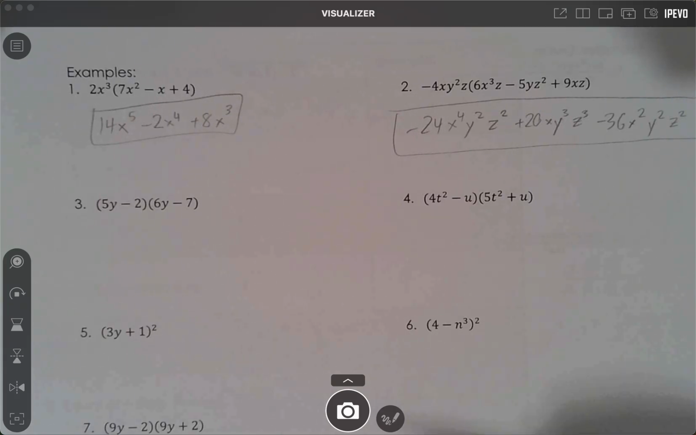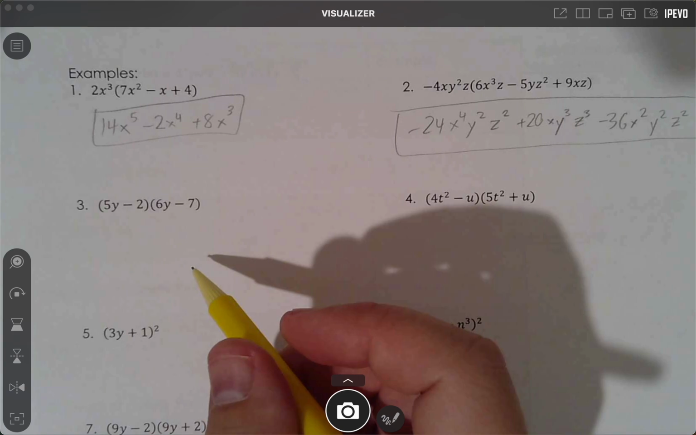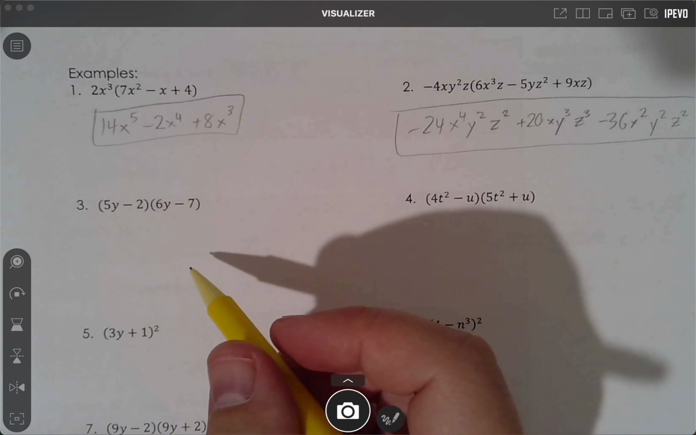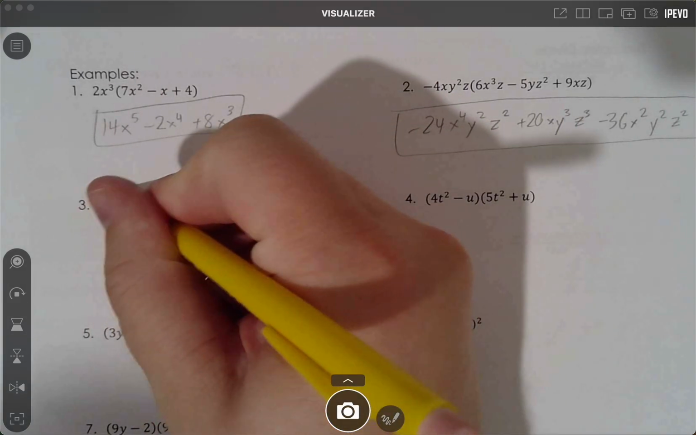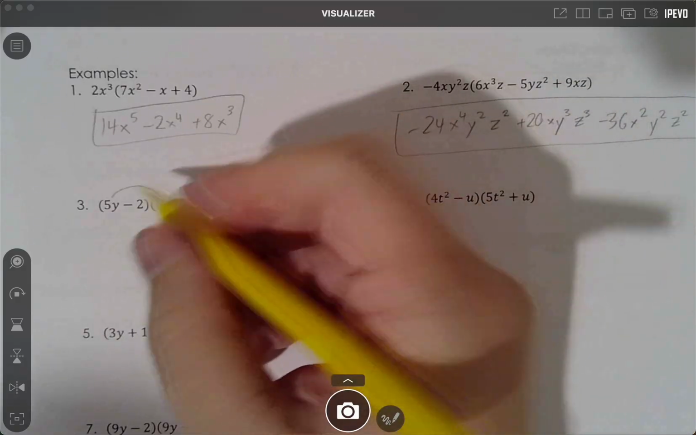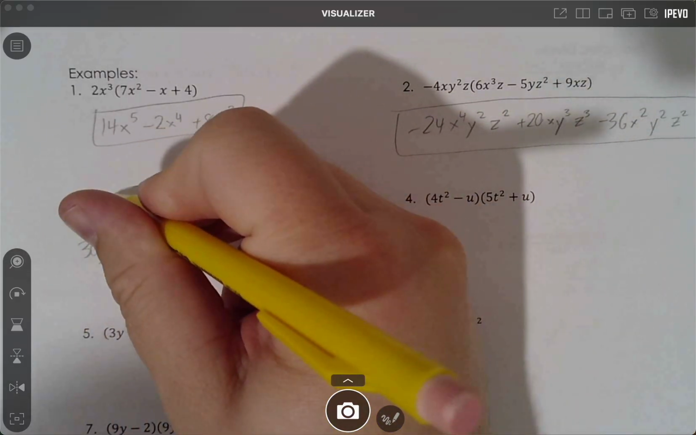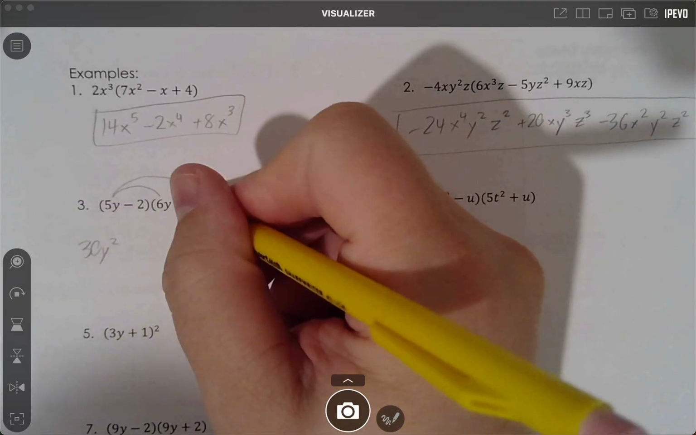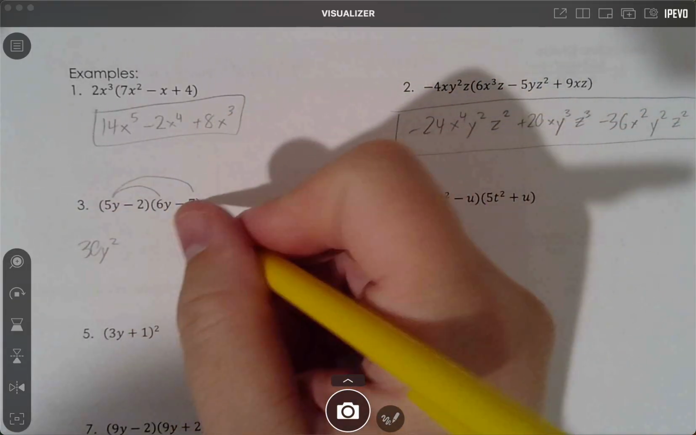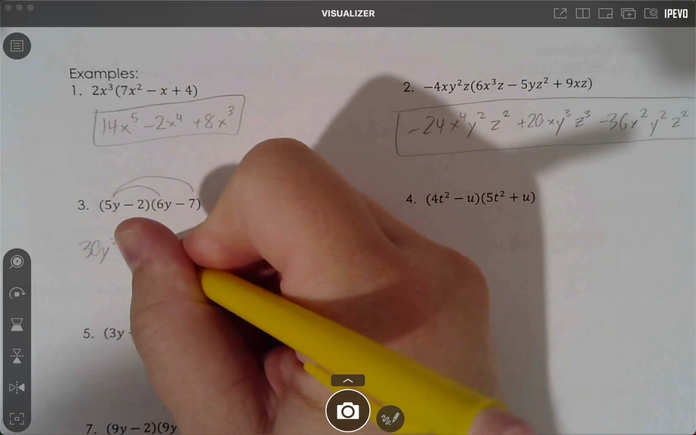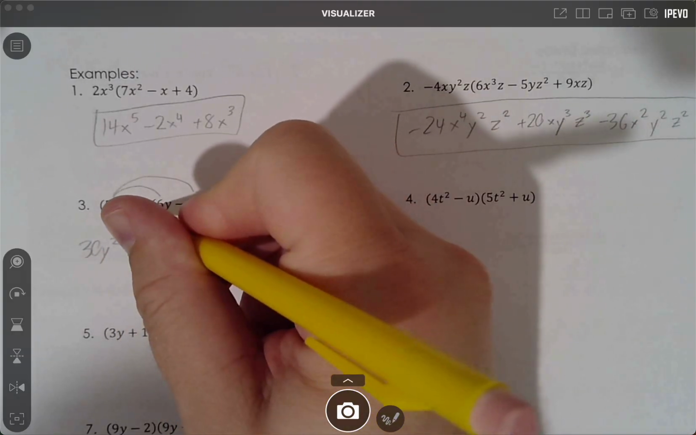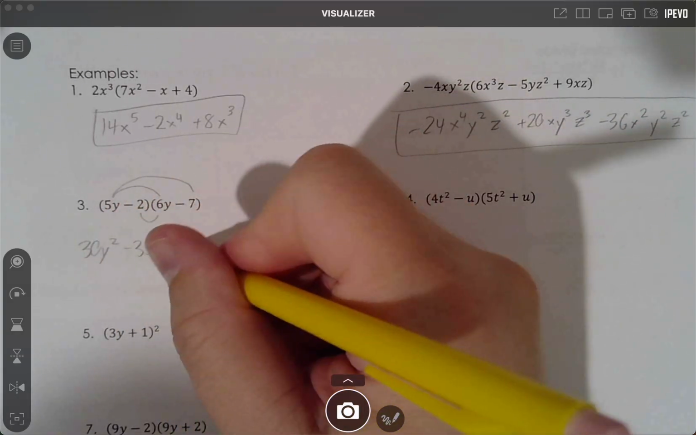But for now, we're going to use an acronym we call FOIL, which stands for first, outer, inner, last. And here's what that means. It means you multiply the first two things on the inside, which is 30y squared. You multiply the outer two things, which would be negative 35y. You multiply the two innermost things, which would be negative 12y.